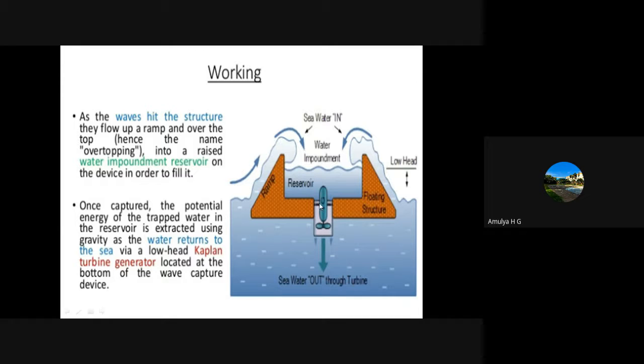So here we are using a Kaplan type of turbine. Based upon the water motion or the force in the water, it makes the turbine blades rotate, converting the potential energy of the waves into mechanical energy, and into electricity by using a generator. So this is how the overtopping device works, or we can also call it the wave capture device. Since the waves hit the ramp surface or ramp structure of the device, we call it overtopping.